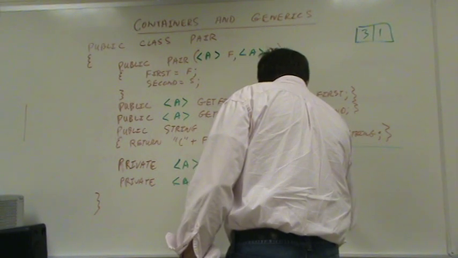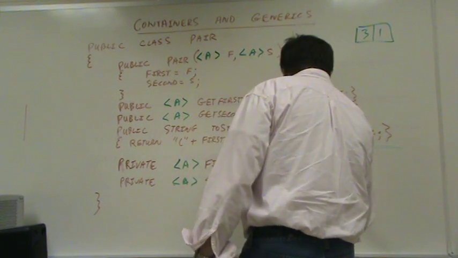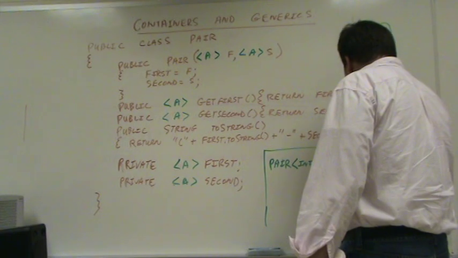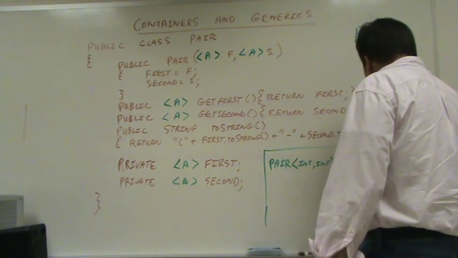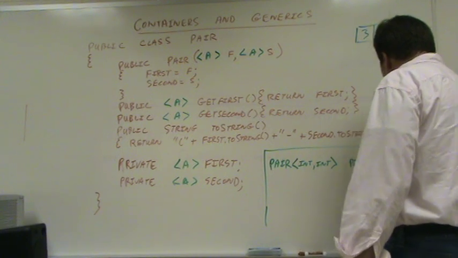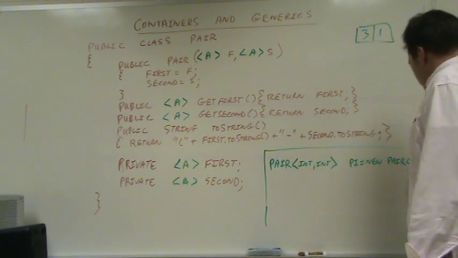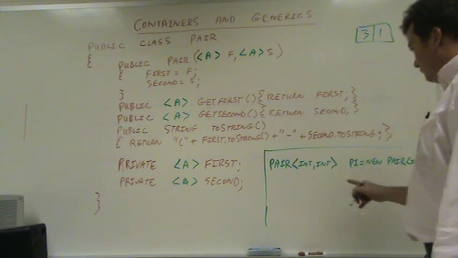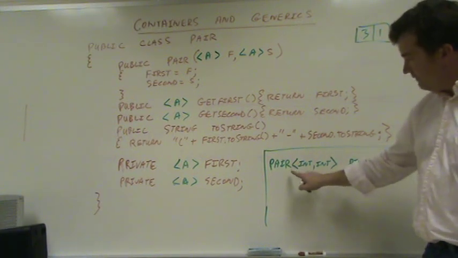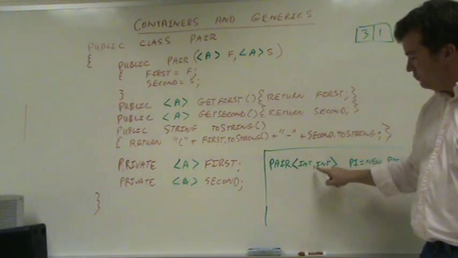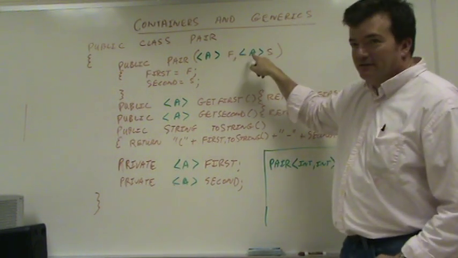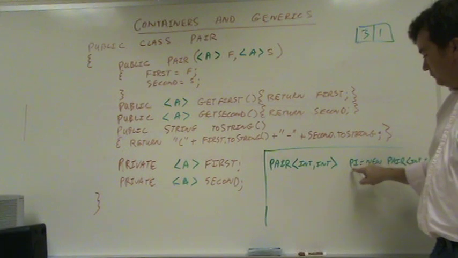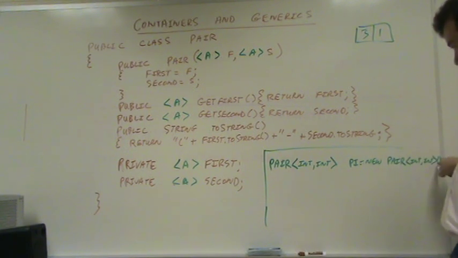They can now say pair int, pi equals new pair int, and then, right? We have a type called pair, but then we give two parameters that get filled in with these A's. So we're saying we have a pair of an integer to integer pair, and it's called pi, pair of integers. And then we say new and say the type again.